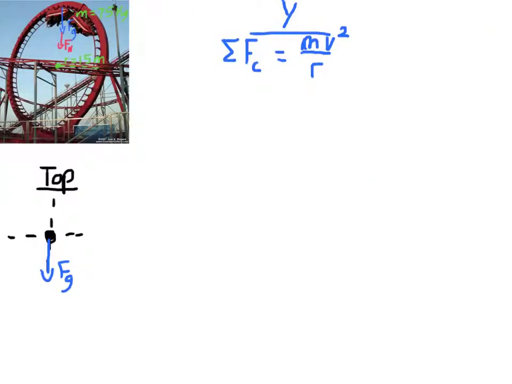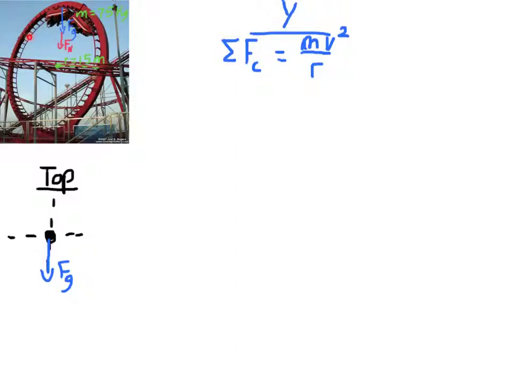All right, let me solve one more roller coaster loop problem here for you. Specifically, let's look for the minimum velocity a roller coaster has to be going to actually make the loop. So, in other words, how slow can our roller coaster go coming up this loop and still make it all the way to the top and back around?